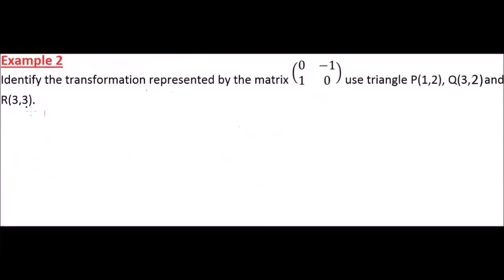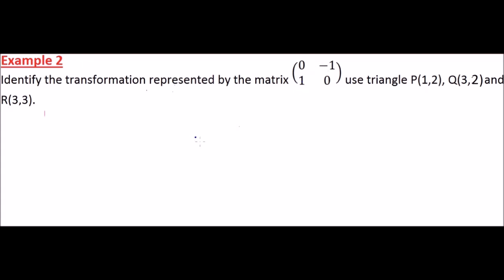So this is our example 2. We are told to identify the transformation represented by the matrix 0, minus 1, 1, 0. Use triangle P(1, 2), Q(3, 2), and R(3, 3). Now, what we do here is we are going to pre-multiply our matrix with the matrix that will form with the column vectors of our points of the triangle PQR.